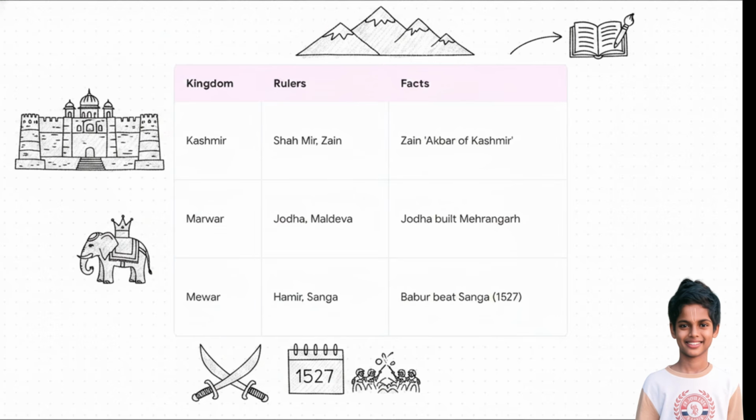Next up, Marwar, ruled by the Rathors. Maharaja Jodha is your key name there. He founded Jodhpur and built that stunning Mehrangarh fort. Then there's Mewar, ruled by the mighty Sisodia Rajputs like Rana Hamir and Rana Kumbha, but the most famous king, Rana Sanga. Write down this date, 1527. That is when Babur defeated Rana Sanga in the famous Battle of Khanwa.